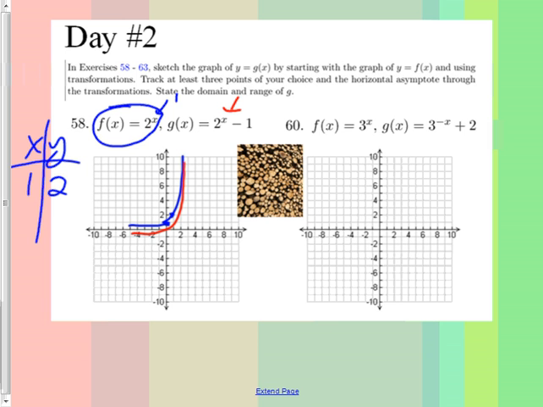It's two funny things when you move them down 1, because it doesn't look exactly like I moved it down 1, but I did.